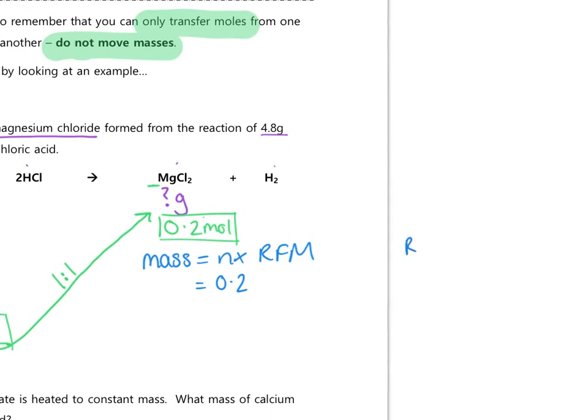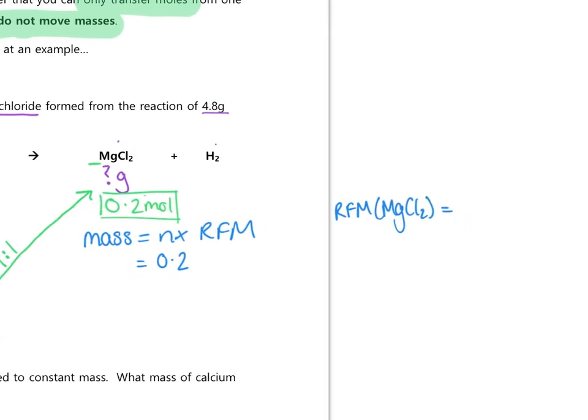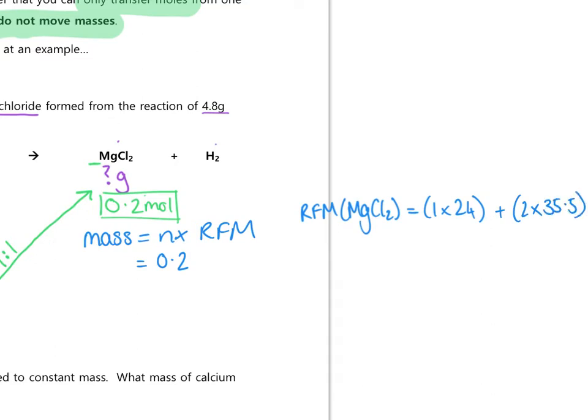So the RFM of magnesium chloride is going to be equal to 1 times your mass of magnesium, which is 24, plus 2 times your mass of chlorine, which is 35.5. Put that into your calculator, you should get 24 plus 71, which is 95. So your RFM of magnesium chloride is 95.